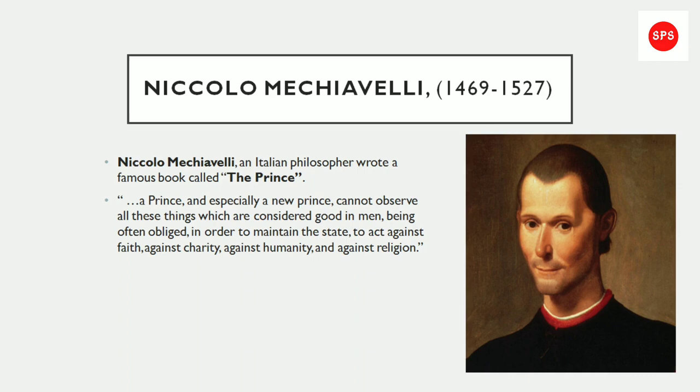In his book, he said that a prince, especially a new prince, cannot observe all those things which are considered good in men, being often obliged, in order to maintain the state, to act against faith, against charity, against humanity, and against religion. That means the prince of a state can act in the interest of the state against humanitarian principles and make immoral decisions if necessary. The main task of the prince is the protection of the state's interest, and in pursuing that purpose, the prince can refute the principles adopted in his life.